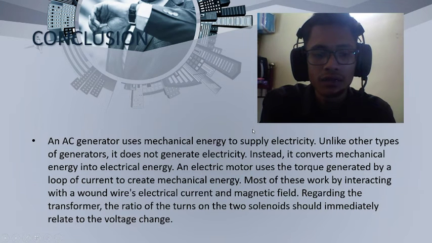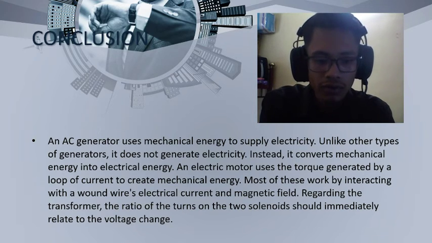An AC generator uses mechanical energy to supply electricity. Unlike other types of generators, it does not generate electricity. Instead, it converts mechanical energy into electrical energy. Its structure includes a field magnet, slip rings, and an energy source.